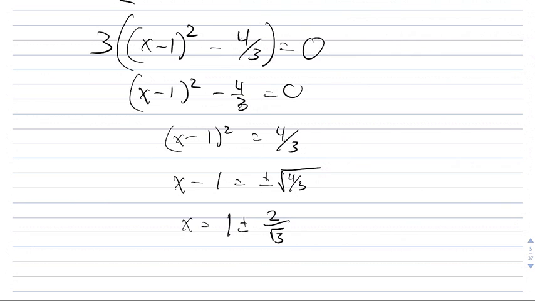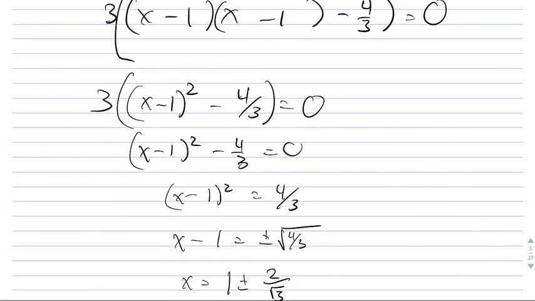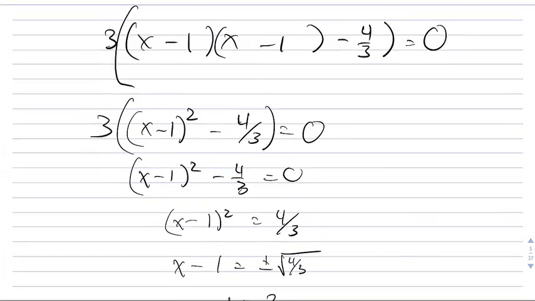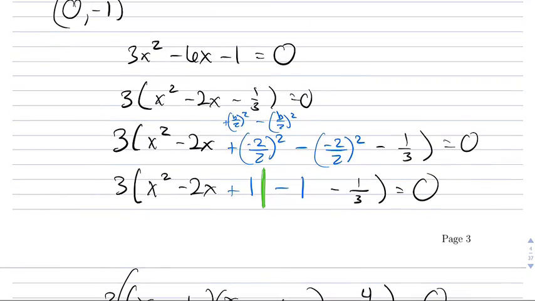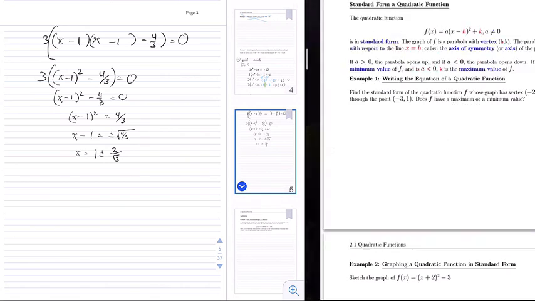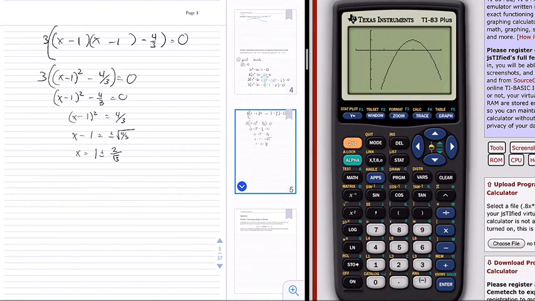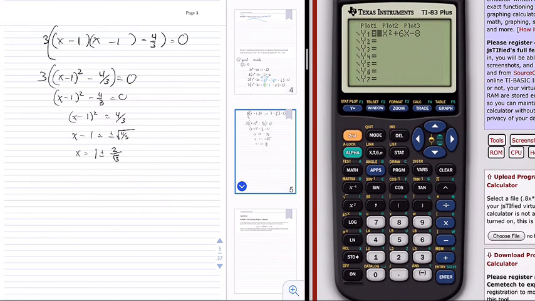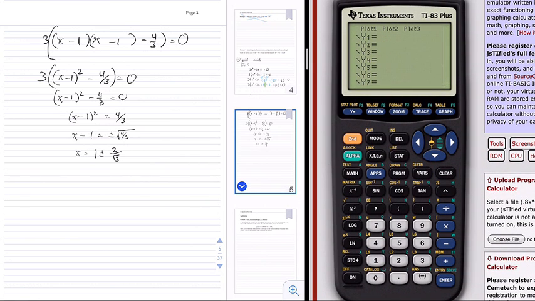So let's see. These x values should give us 0. So these should be our x-intercepts, and should give us a y value of 0. I'm actually going to check this because the number is a little interesting. So what I'm going to do is type in the original here, which is 3x squared minus 6x minus 1. I want to quit, and I want to plug in, try these values. So I'm going to go to variables, y variables, number 1, y1. So the first one I want to test is 1 minus 2 divided by the square root of 3.